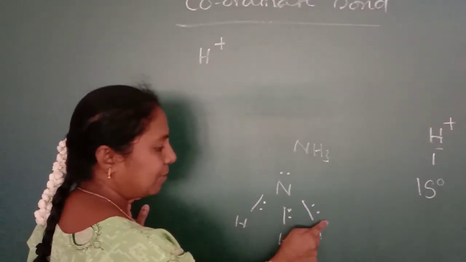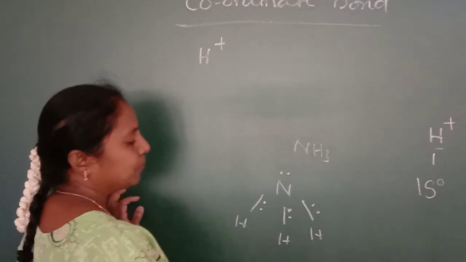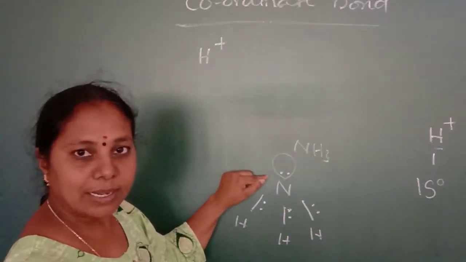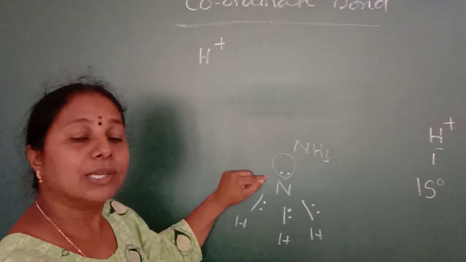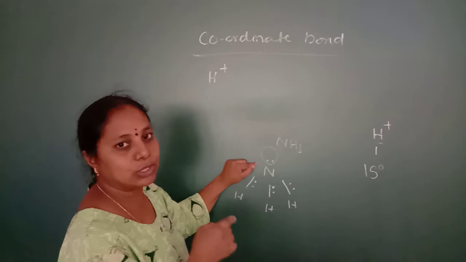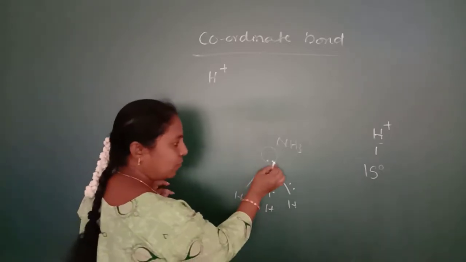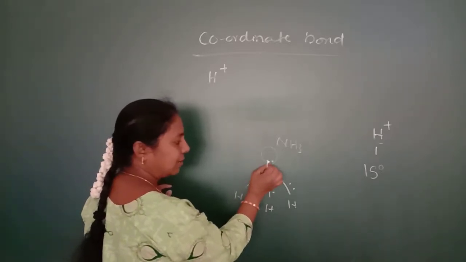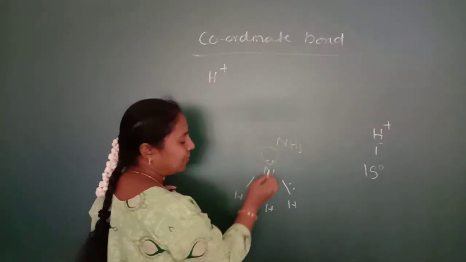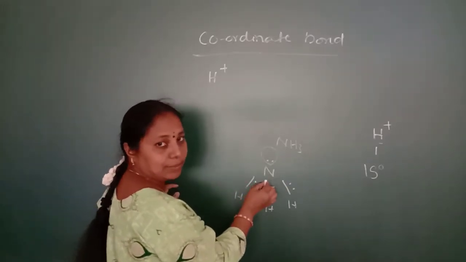So these are the 3 bonded pairs of electrons, and this is called the lone pair of electrons. So what is a lone pair of electrons? A pair of electrons belonging to the same atom, the central atom. This pair of electrons, that means 2 electrons, belongs to only the nitrogen atom.